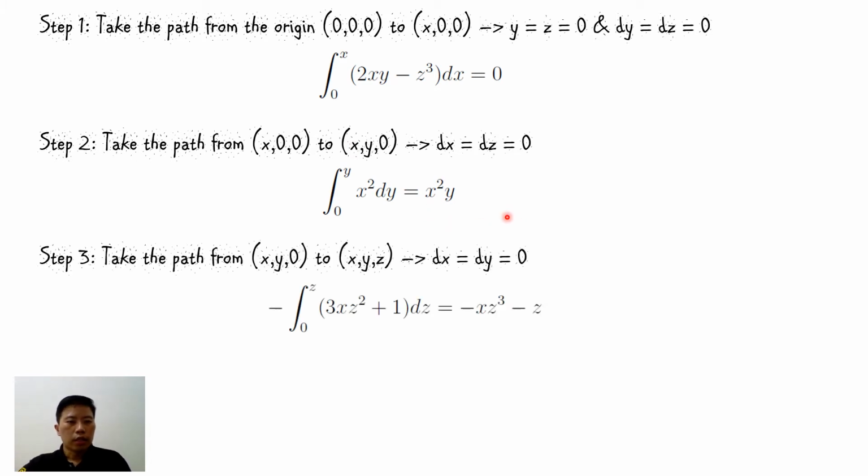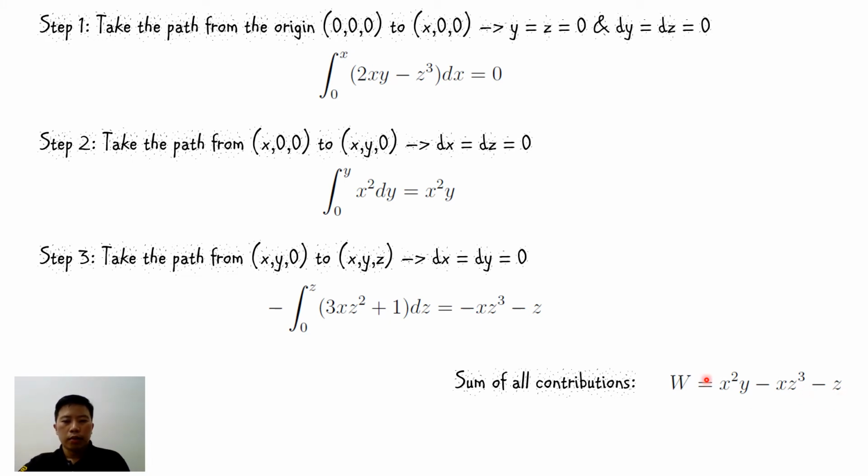So step 3. Step 3, we start with x, y, 0, and we go to x, y, z. So dx and dy are equal to 0. So this is my dz term. Integrated, I will get minus x z to the power of 3, and minus z. So now the total integral will be just a sum of all these contributions. So basically my w is equal to x squared y minus x z cubed minus z.